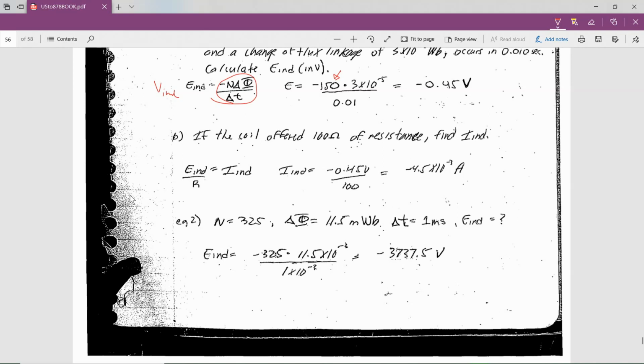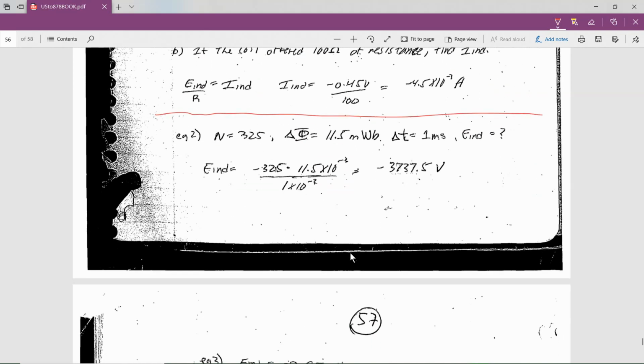Okay, so that's the first example. Now let's look at a second one here. We have 325 turns. The change in flux is 11.5 milliweber, 11.5 by 10 to minus 3 Weber, and delta T is 1 millisecond. So E induced, which is the same as V induced, I won't keep saying that, minus 325 times 11.5 by 10 to minus 3 over 1 by 10 to minus 3, minus 37.5 volts. That is a big value, isn't it?